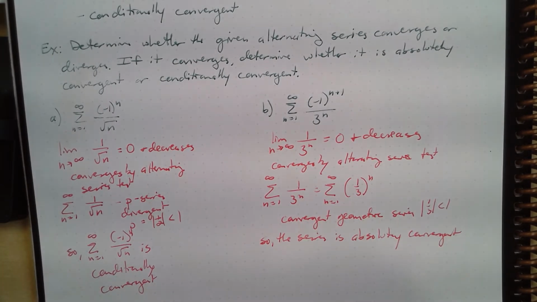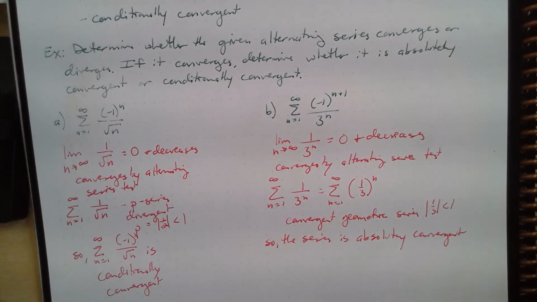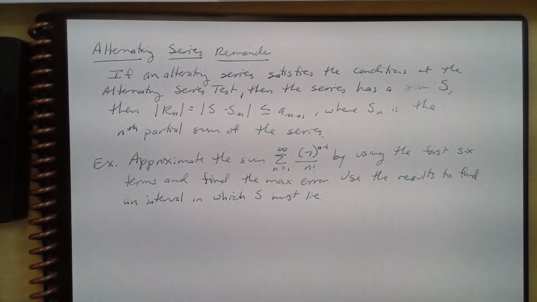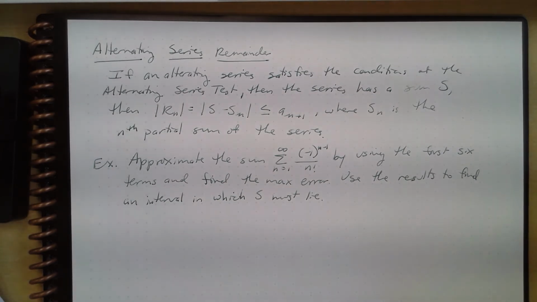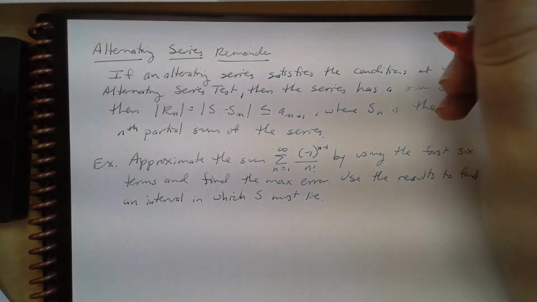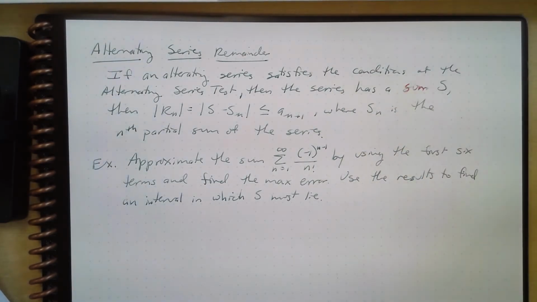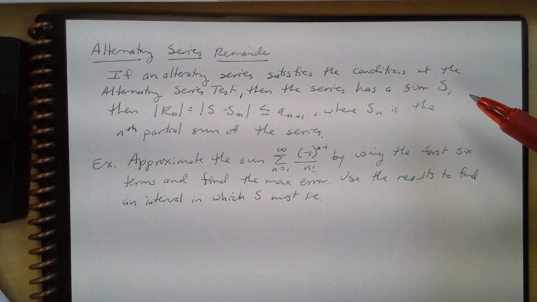It's absolutely convergent. All right, one last thing I want to discuss with these alternating series tests. We want to talk about alternating series remainders. So if an alternating series satisfies the conditions of the alternating series test, so it's convergent, then the series has a sum s. That makes sense, right? If it's convergent, it has a sum.